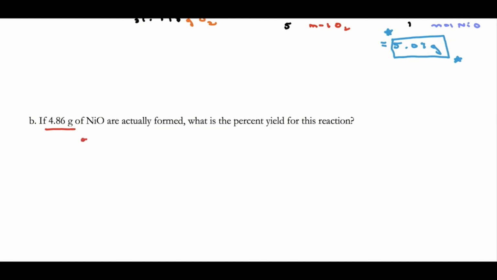So remember, your percent yield is going to be your actual divided by your theoretical times 100%. Okay? So my actual yield here is 4.86. Okay. My theoretical is 5.07. I'm now going to take that and multiply by 100%. So my percent yield when I round to 3 sig figs is going to be 95.9%.